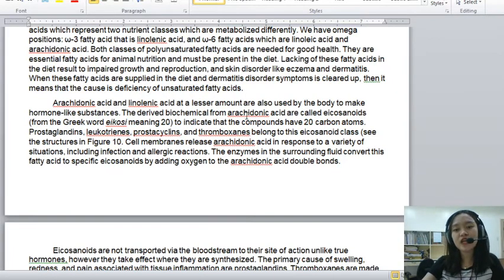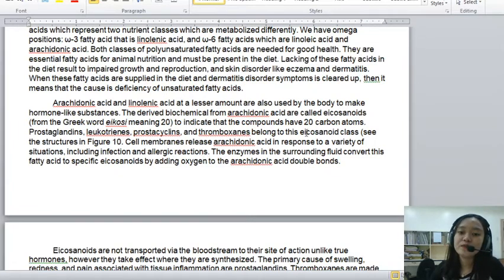So itong function ng apat na ito, when you say eicosanoids, ang function nila is the same with the function of hormones. So you also call them as fake hormones. So yung true hormones natin, those are produced by the glands, or the endocrine system. Ito sila, they come from the conversion of your arachidonic acid to eicosanoids. So you have cell membranes release arachidonic acid in response to a variety of situations, including infection and allergic reactions.